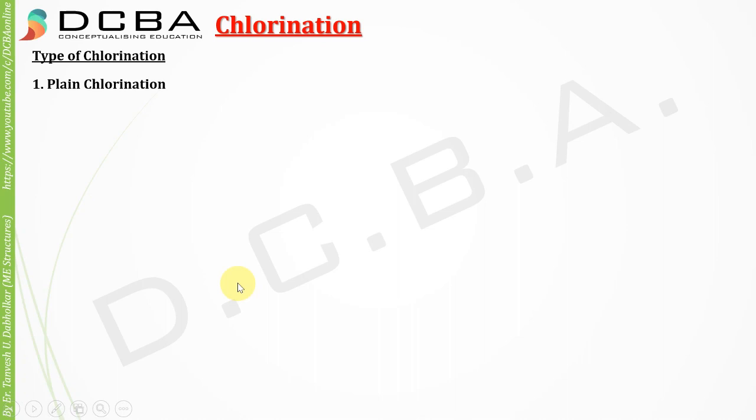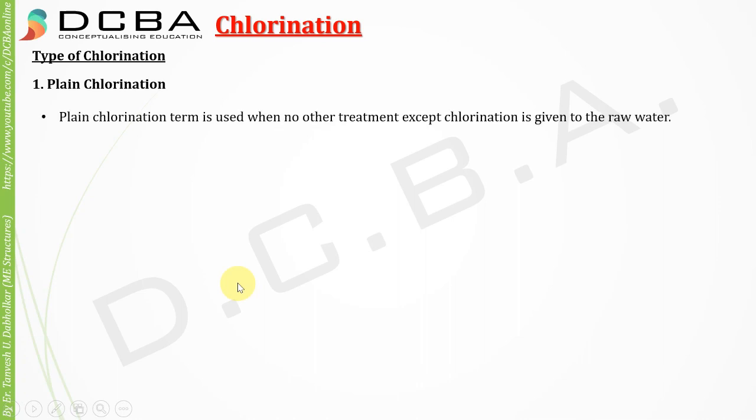We just use the chlorine. We know that the process of water treatment is a very brief process, and it is defined by various stages like sedimentation, coagulation, sedimentation aided with coagulation, screening, etc. But all those processes are eliminated and only chlorine is put in the water. So no other treatment except chlorination is given to the water.